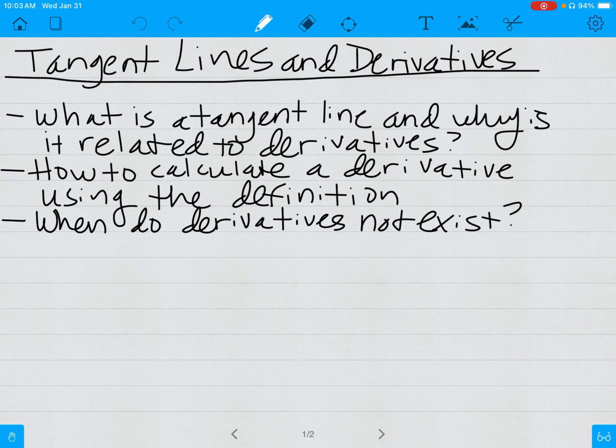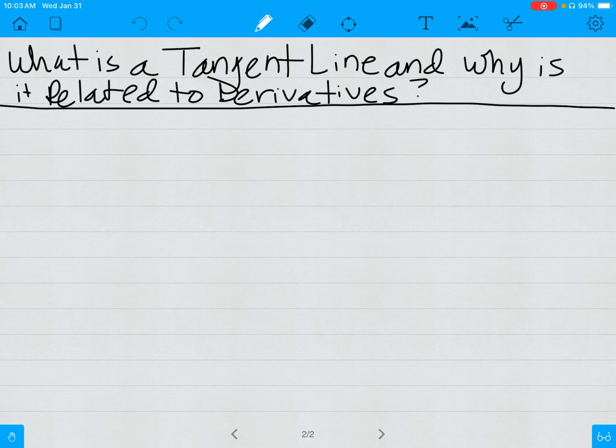So in this first video, aside from this overview, we're going to focus on that first point. What is a tangent line and why is it related to derivatives? So to have this discussion, I'm going to give you an example first.